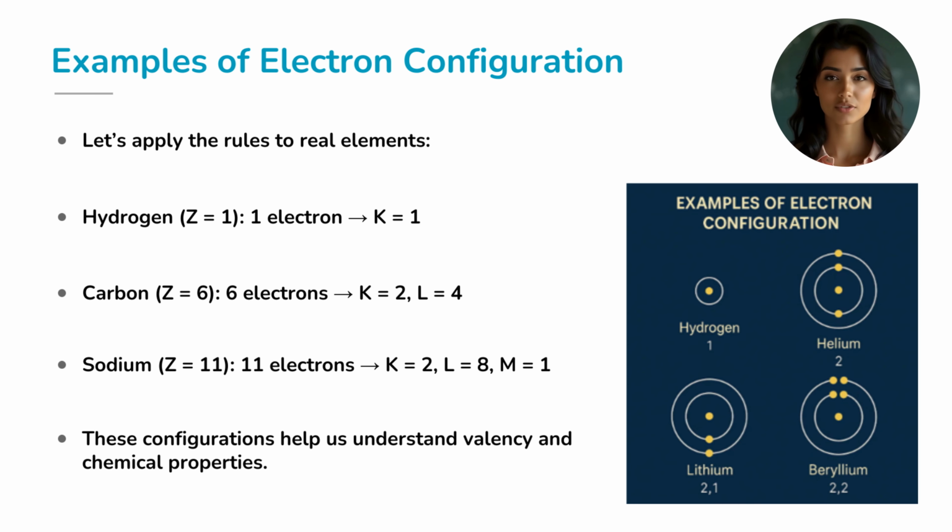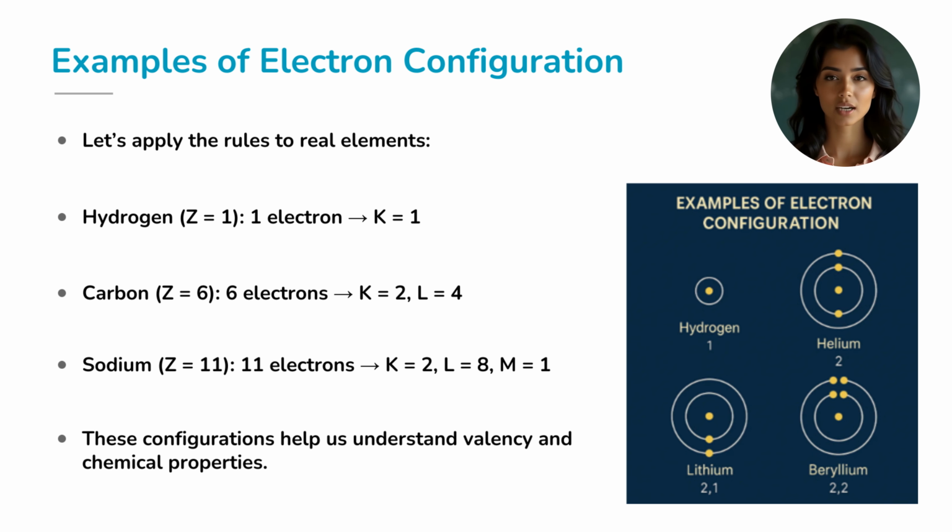Let's apply what we've learned using real examples. Take hydrogen, atomic number 1. It has 1 electron, so its configuration is 1 in K shell, written as 1. Now carbon, atomic number 6. Electron distribution is 2 in K shell and 4 in L shell, spoken as 2 is to 4.